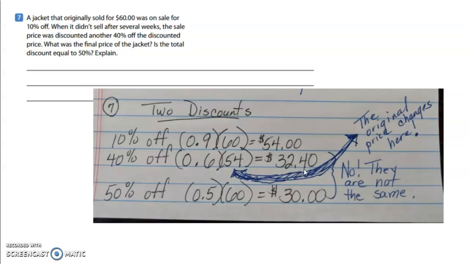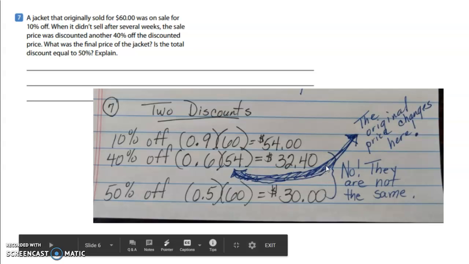Now, if that didn't make sense to you, you could rewind the video and just listen to that again. But we'll also be going over this type of thing again. This is kind of important. 2 discounts, like a discount of a discount, is not the same as adding the percentages together and doing it once.